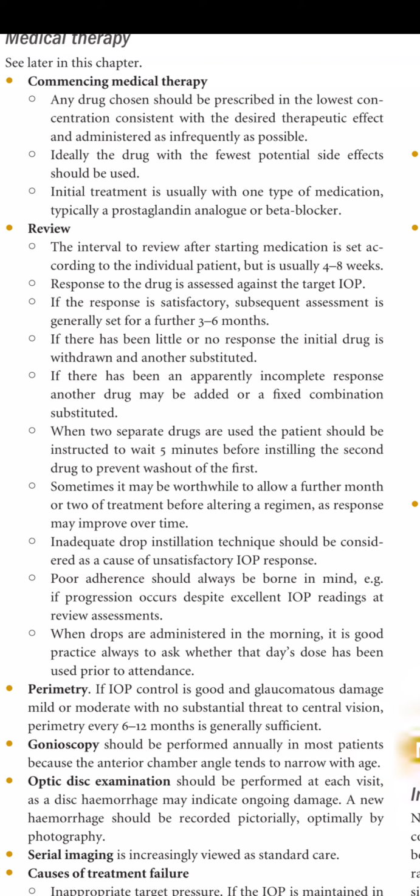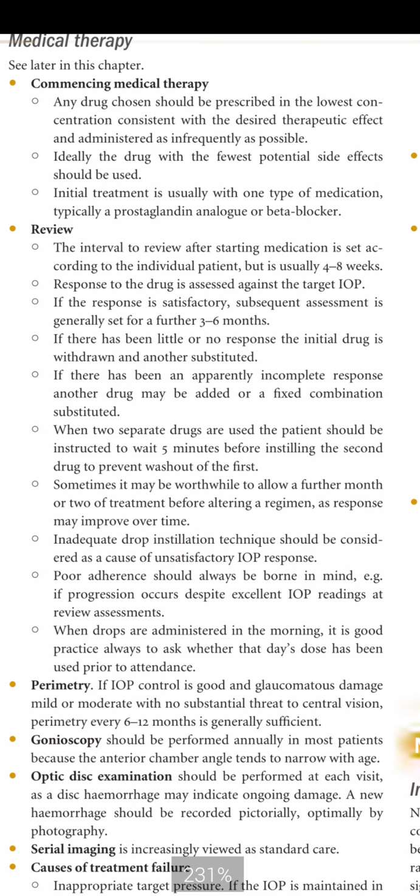With a glaucoma patient, you cannot just give up on the patient. It is a long-term follow-up. A patient should follow with his or her ophthalmologist for a lifetime, just to be on the safe side. So you assess the patient after 4 to 8 weeks. If the assessment is satisfactory, you ask the patient to come after 3 months or even 6 months. If there has been little or no response, the initial drug is withdrawn and another is substituted.